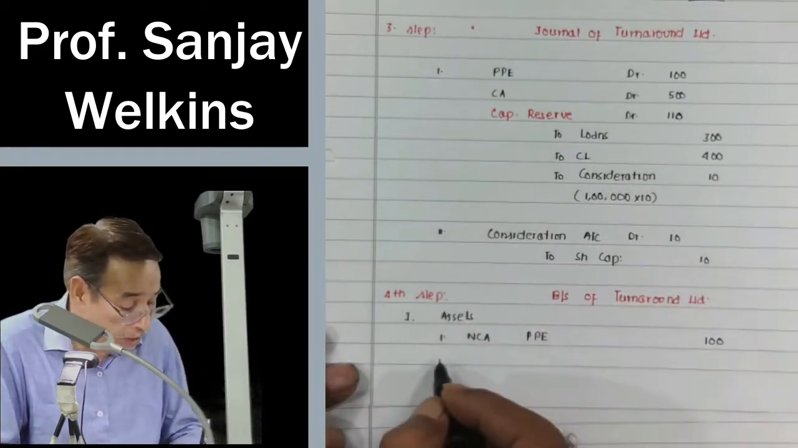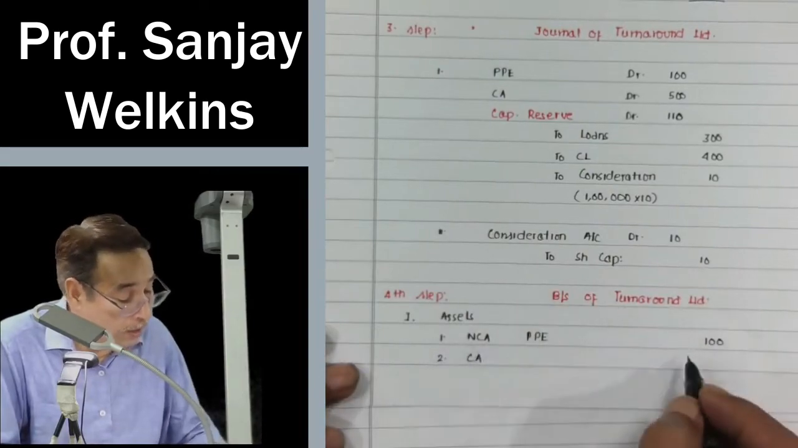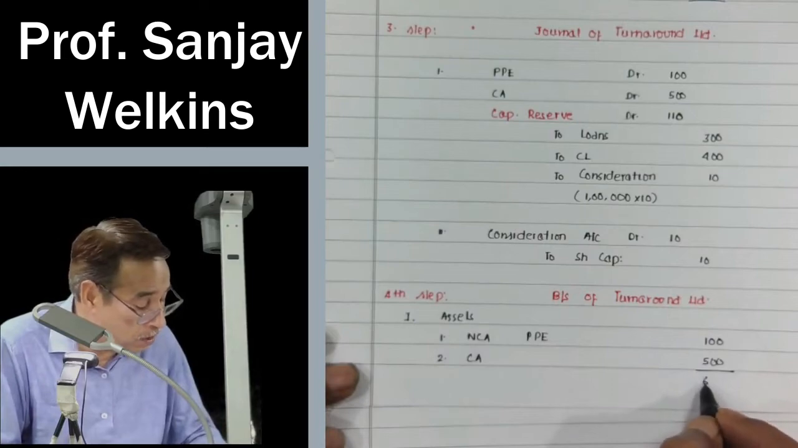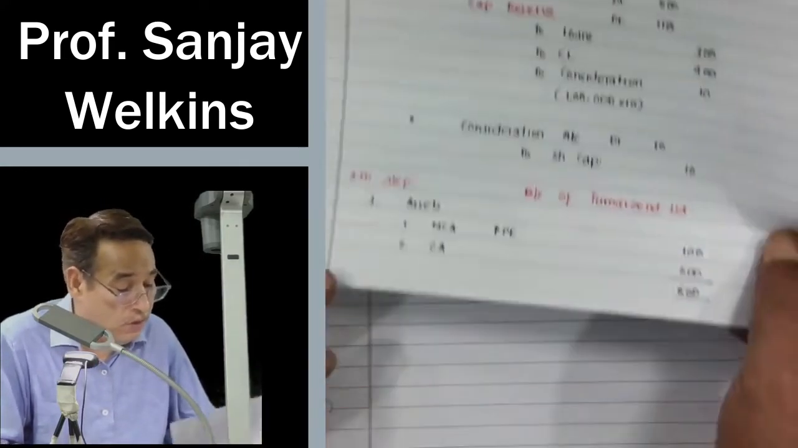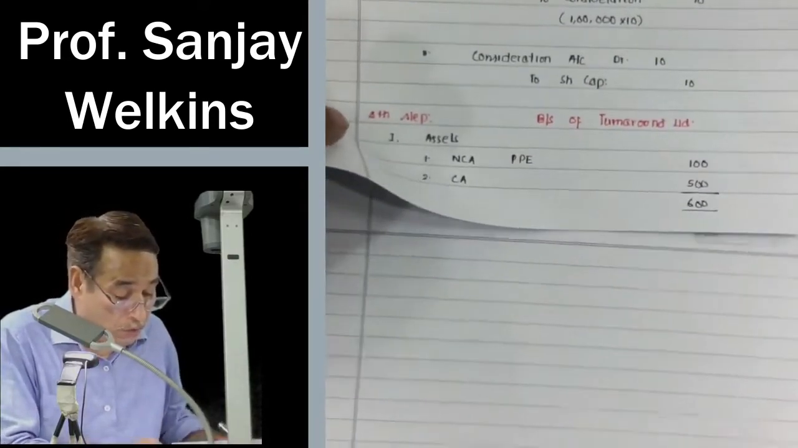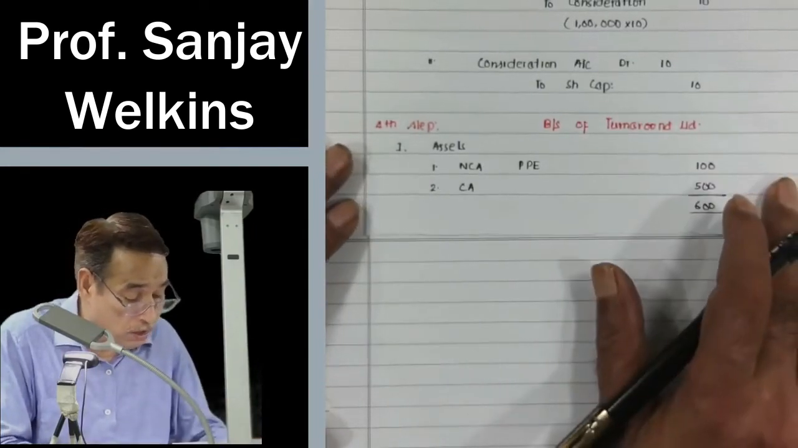I have taken current asset second. Current asset equal to 500. So that will give us 600. So easy to prepare the balance sheet, isn't it? Yes, sir. Now we are feeling confident. I hope that each one of you is feeling very confident. Now, to tackle these questions.